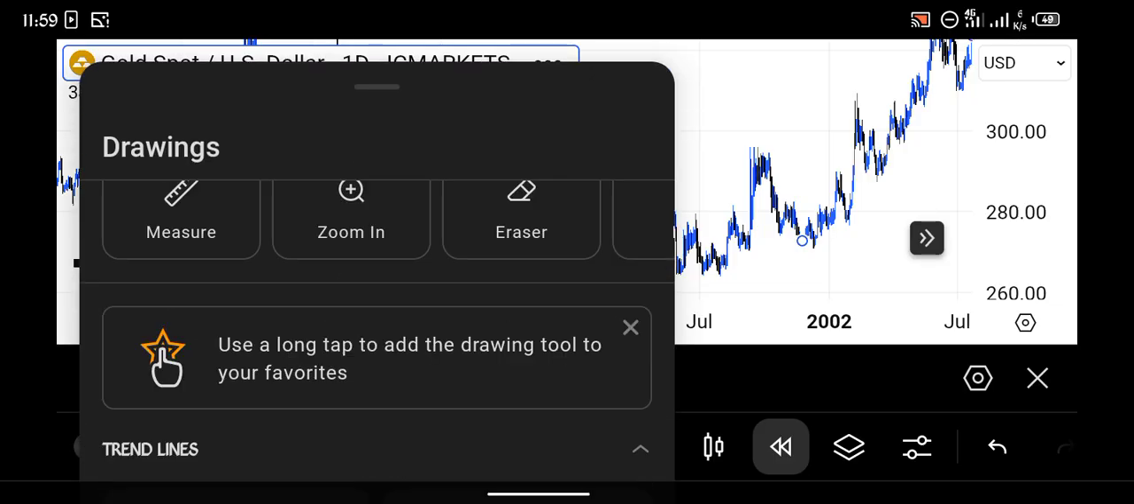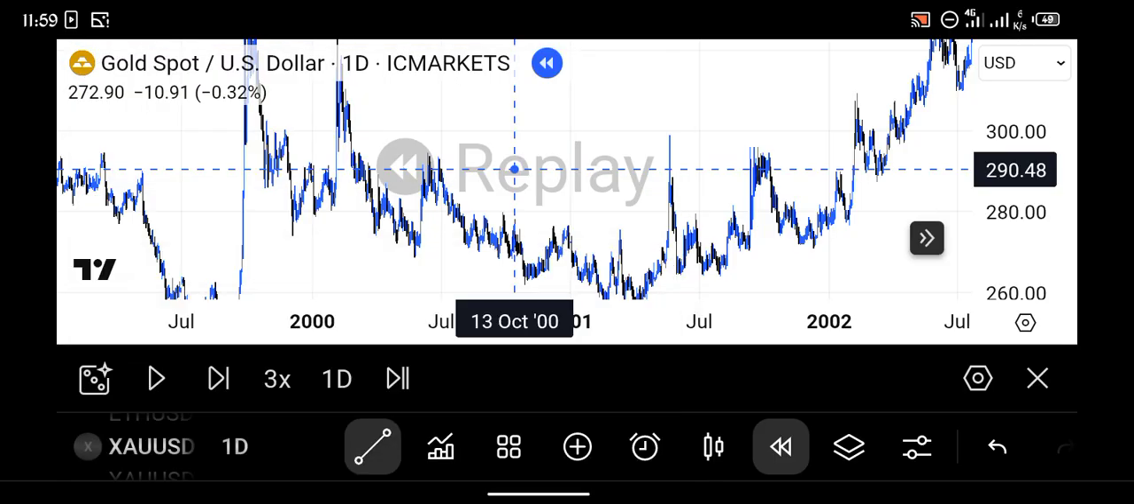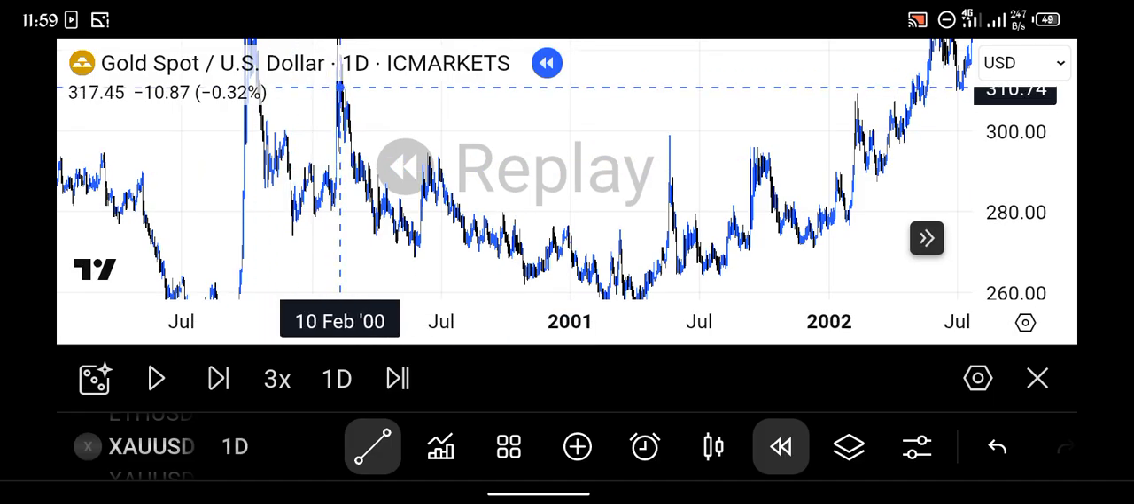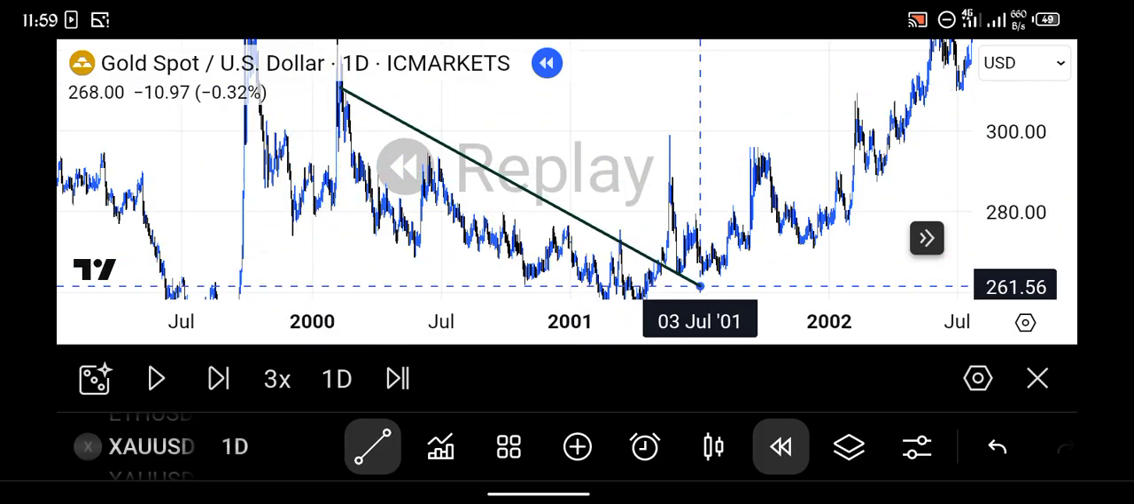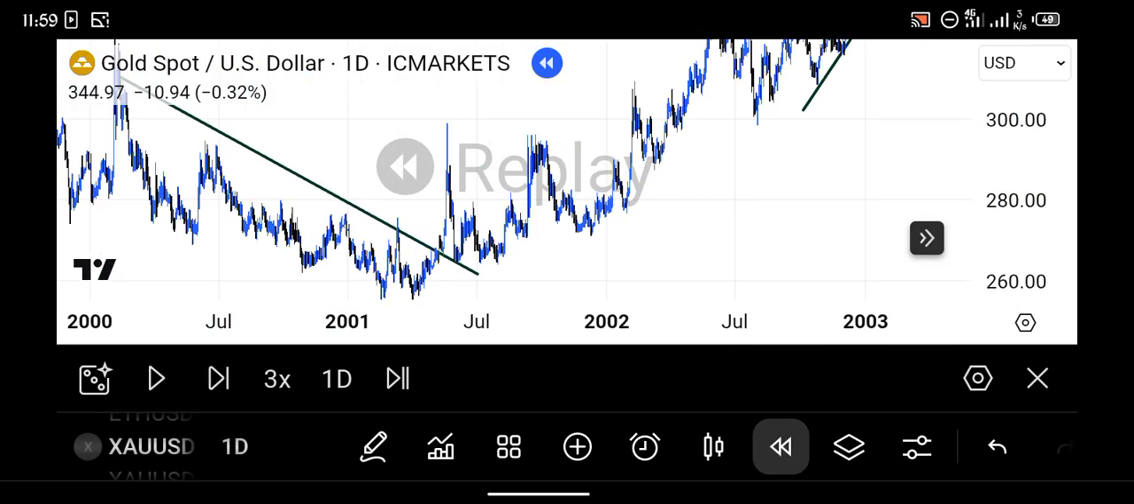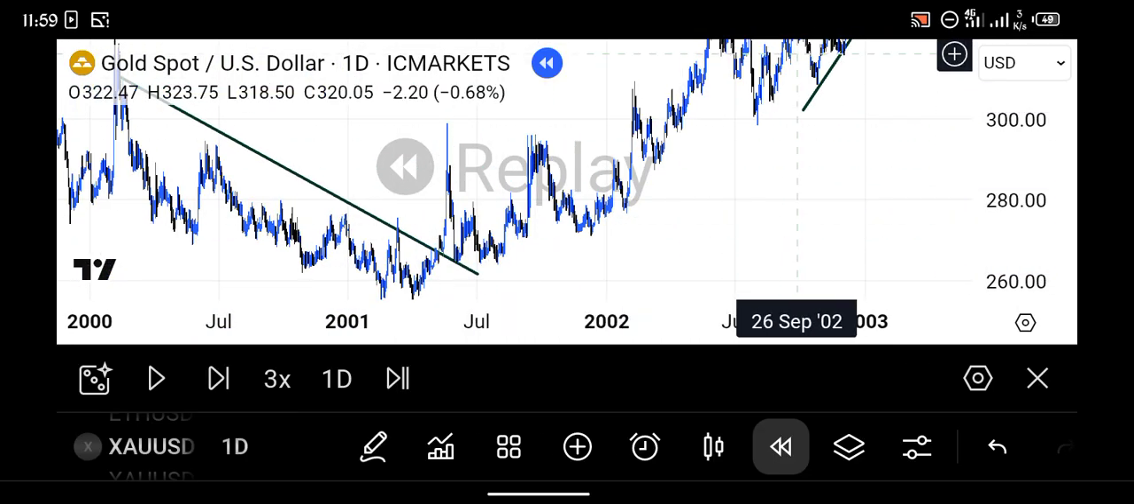Okay, so this is a downtrend. You can see. Then we have an uptrend here again.